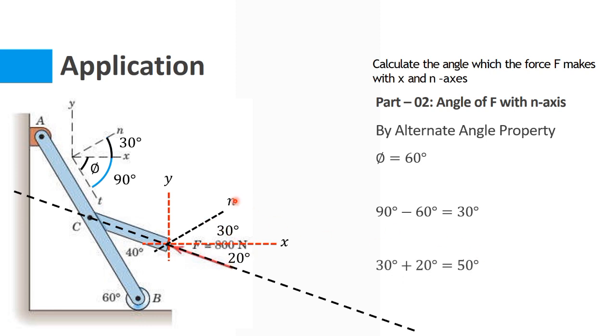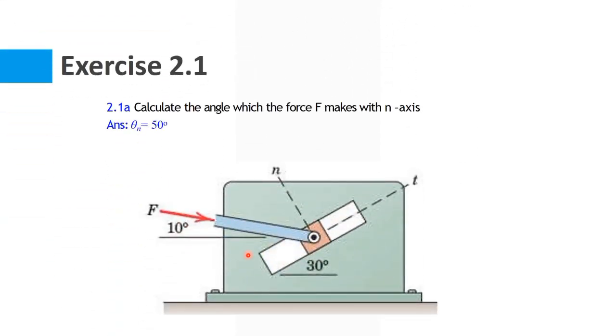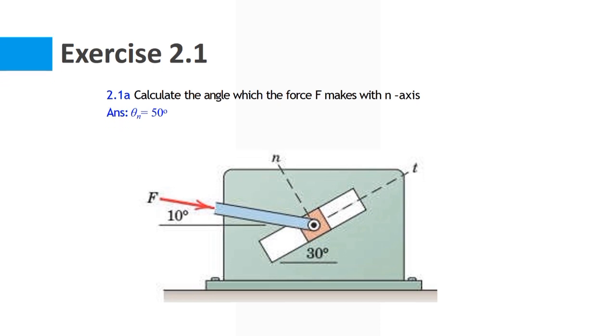So very easily we have found the angle of inclination of this force with the n-axis and x-axis. With the x-axis, it has made an angle of 20 degrees, and with the n-axis it has made an angle of 50 degrees. Now there are some other exercise problems which you can solve on your own. This is for your practice.